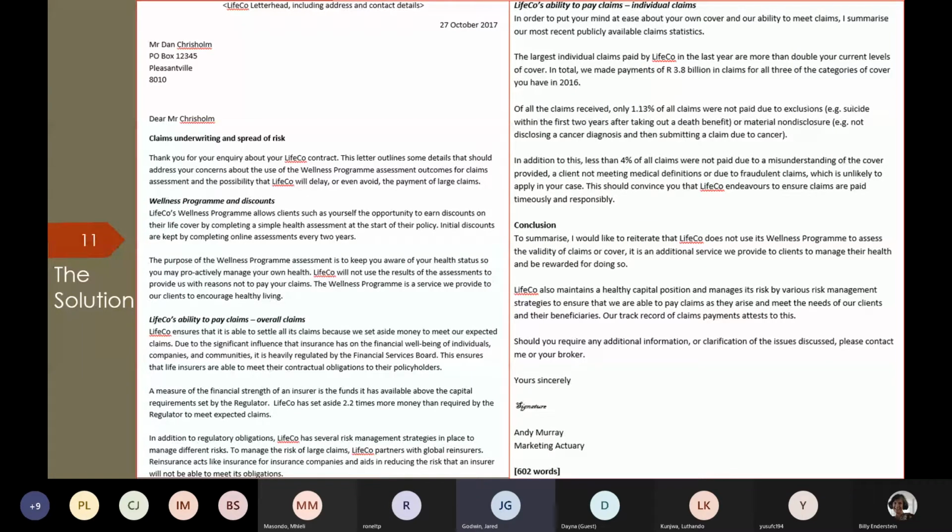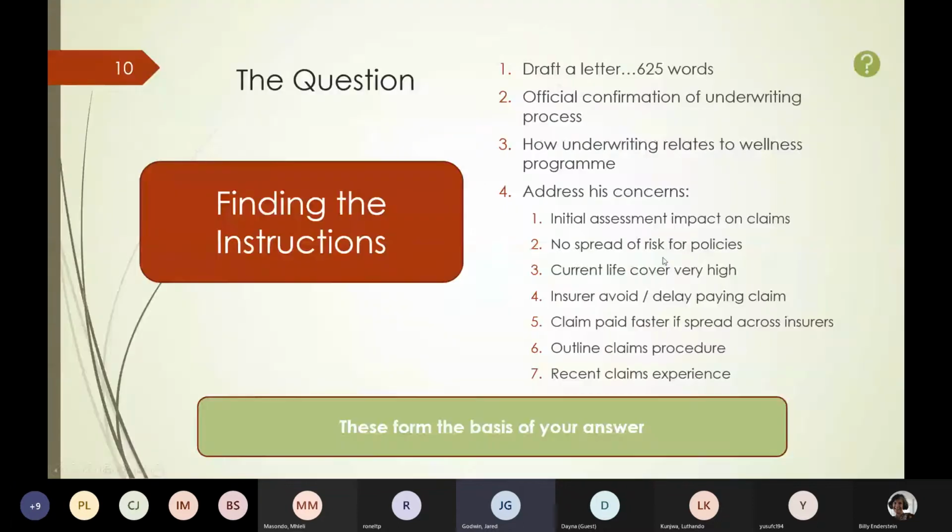And the way you know that is, once you've structured your question using the instructions, you can actually see what the main themes coming through are, and I can see how much weight to give something. And you'll see that the claims, if I jump back, the fact that he's got high cover amount, he's concerned he's got high cover amount, he's worried that the insurer won't be able to pay the claim, or they'll avoid it, or they'll delay paying the claim using your underwriting results.